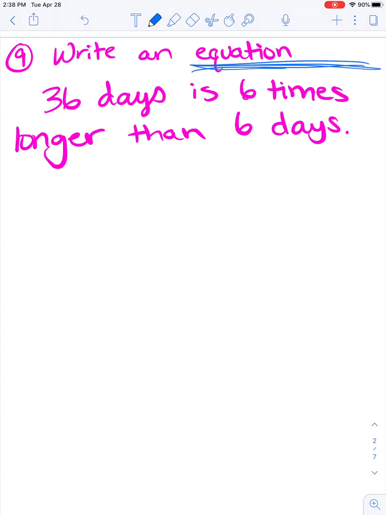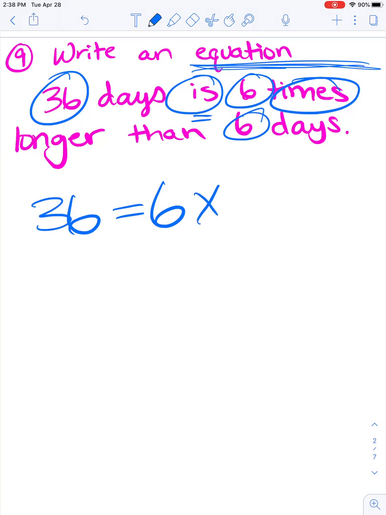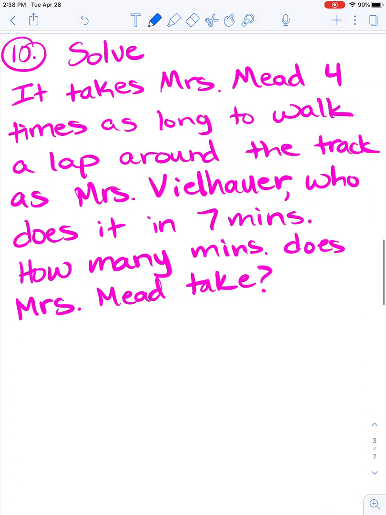Here we're going to write an equation. Remember, an equation goes horizontally. Okay. It says 36 days is 6 times longer than 6 days. We've got keywords in there. I want you to just focus on the numbers and the keywords. So 36 is means equals. Is means equals. 6 times means times. Multiply 6. 36 equals 6 times 6. Keywords.